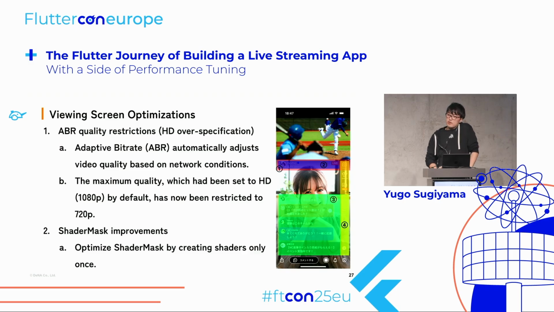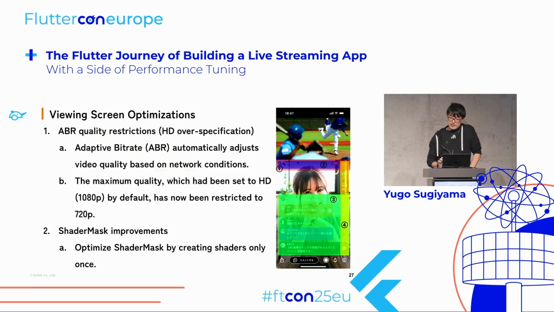Now, let's look at the optimization we made for the viewing screen. The first one is reviewing the ABR settings. ABR, or adaptive bitrate, is a functionality that automatically adjusts the video resolution depending on the device network condition. This functionality is built into the iOS Player SDK by default, but the maximum resolution had been set to 1080p. The higher the resolution, the more data traffic and the processing load on the app. So we adjusted it to a level that wouldn't affect the viewing experience, and finally set the upper limit to 720p.